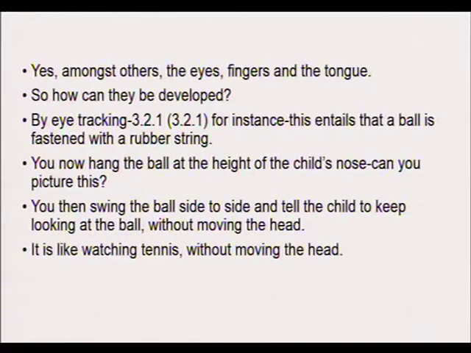So how can they be developed? By eye tracking, as set out in 3.2.1 in both study guides. For instance, this entails, that's eye tracking, that a ball is fastened with a rubber string. You now hang the ball at the height of the child's nose. Can you picture this? The ball hangs at the height of the child's nose. You then swing the ball side to side, and tell the child to keep looking at the ball without moving the head. It's like watching tennis without moving the head, only the eyes.